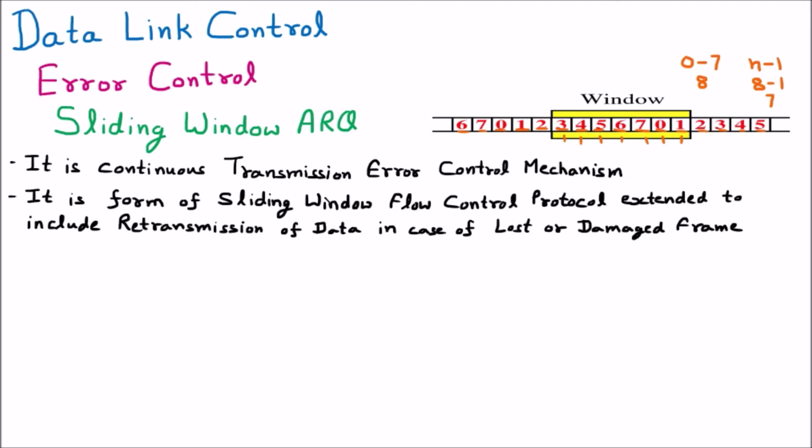So this sliding window ARQ is now part of error control, where we can deal with errors whenever packets are lost or damaged. We can easily deal with those packets. Now, what are the features which are added into the sliding window so that it becomes the sliding window ARQ? There are three features added to the sliding window protocol for retransmission.